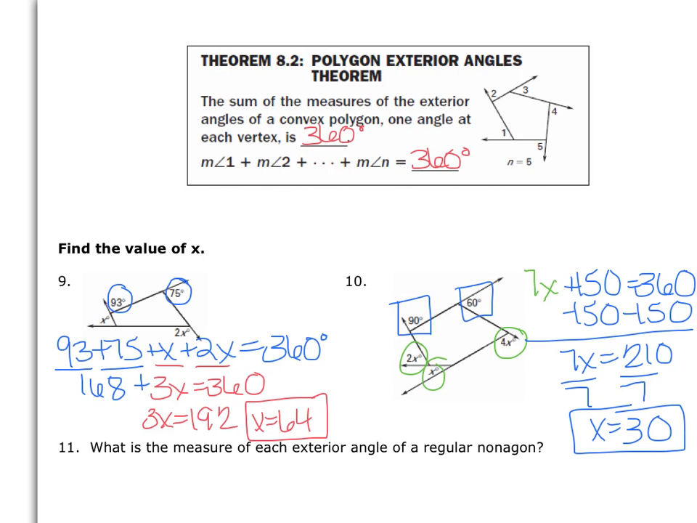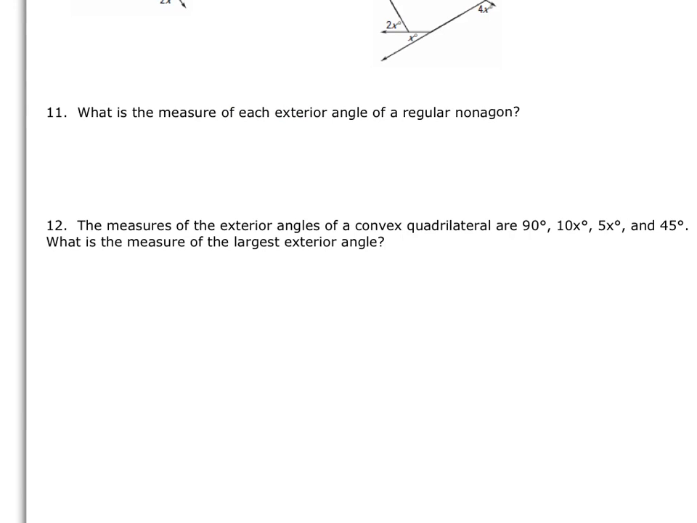All right, so let's check out number 11. What is the measure of each exterior angle of a regular nonagon? Oh, bunch of stuff we've got to remember in there. Each means just one, right? Just one. Regular means all the sides are the same. And then we also have to remember nonagon means the number of sides. So again, by test time, you've got to know these.